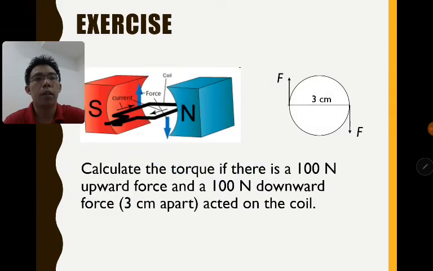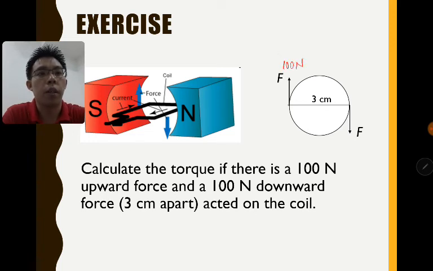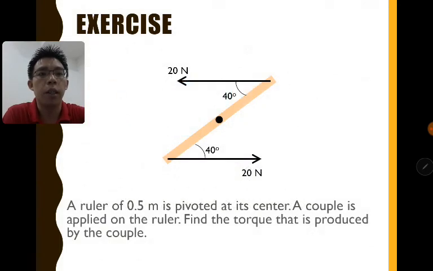Okay, so next we have another case here. You can try this. You can pause the video to try this. So the force is 100 Newton, and then it's separated by 3 cm, so we have 100 times 3. You change to meters, will be 0.03, so that will be 3 Newton meter. Okay, so very straightforward.